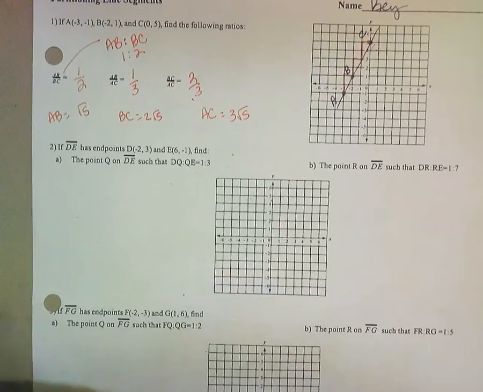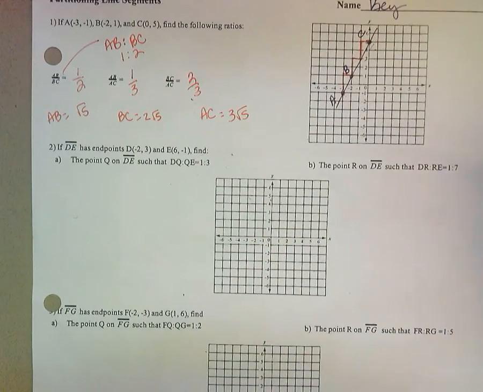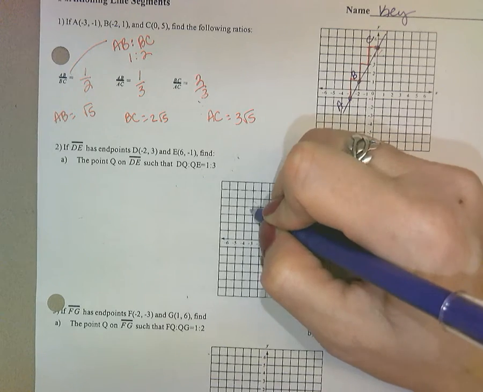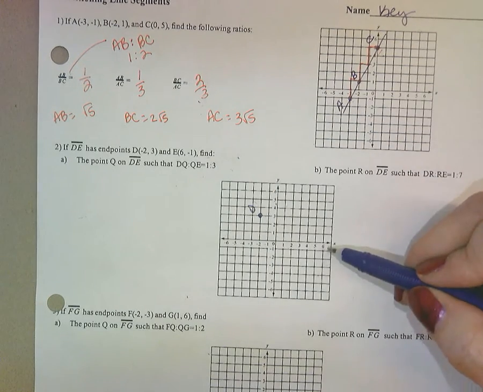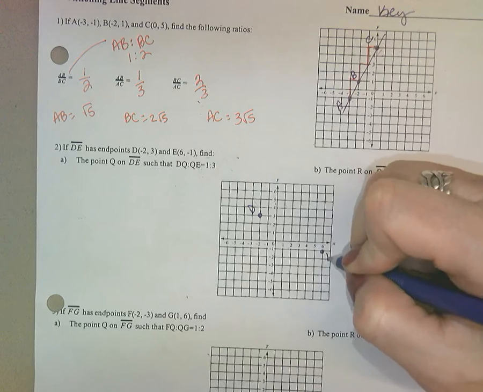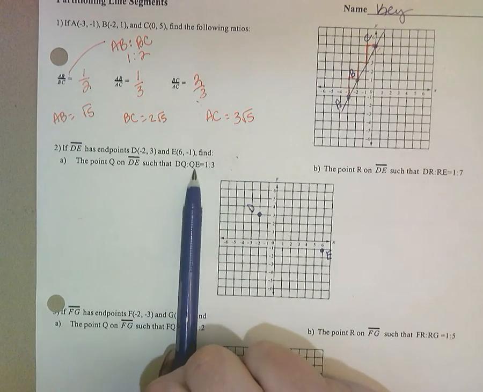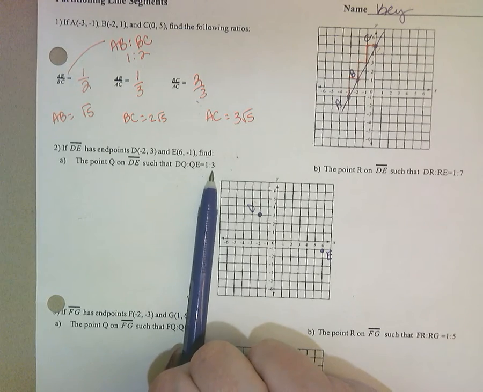If DE has endpoints of -2, 3, okay, so that's D, and E is 6, -1, find the point Q on it such that DQ to QE is 1 to 3.